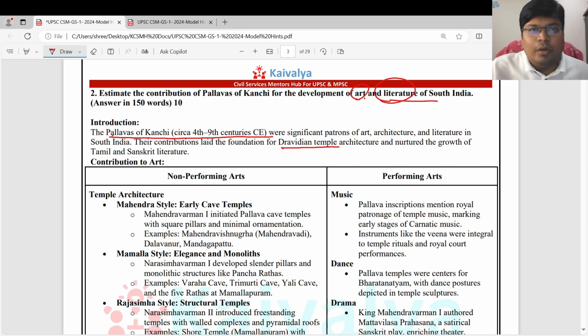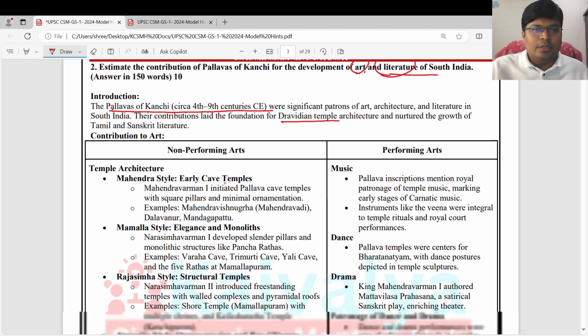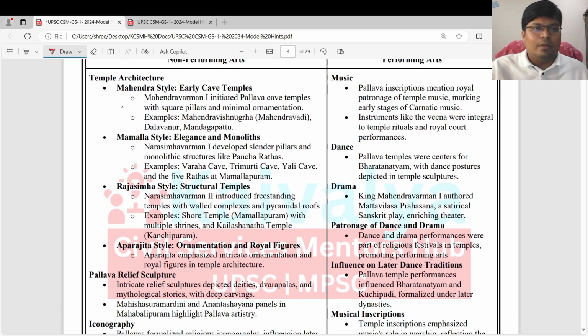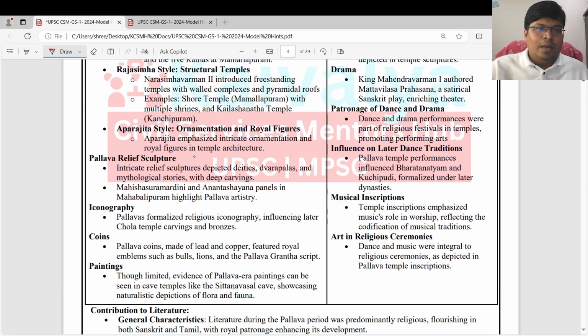As you know, if you have covered your syllabus, then we generally classify into non-performing arts, or you can say the visual arts, and the performing arts, where the artist has to perform some activities. So for our understanding, we have classified it in the form of non-performing arts, or you can say the visual part of the arts. We have covered the temple architecture, Pallava relief sculpture, iconography, coins, and paintings.